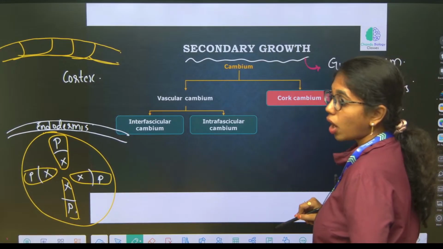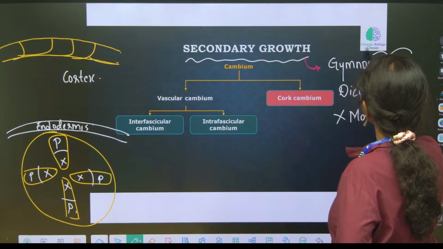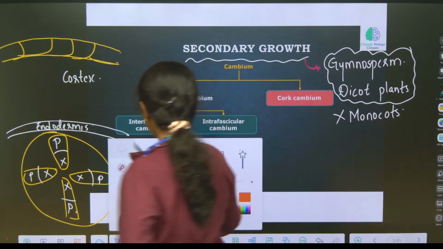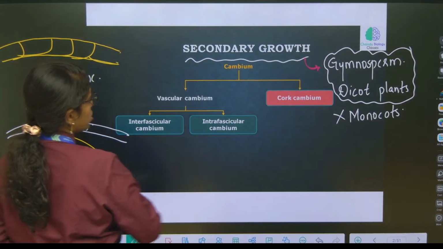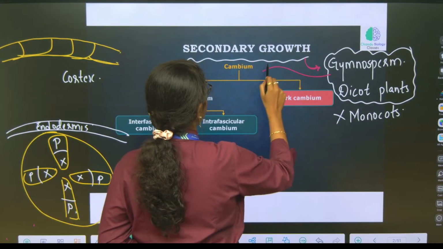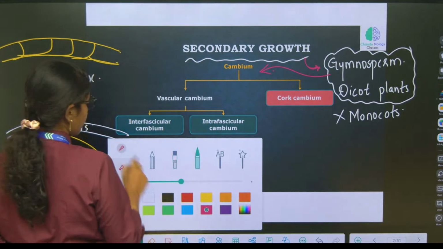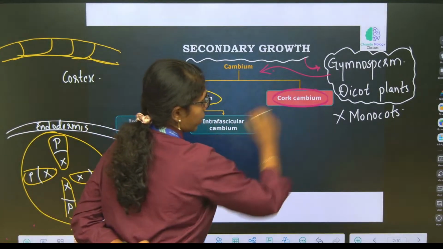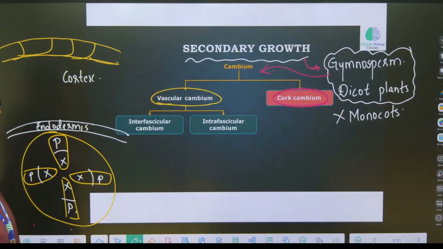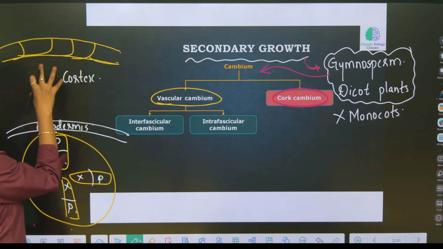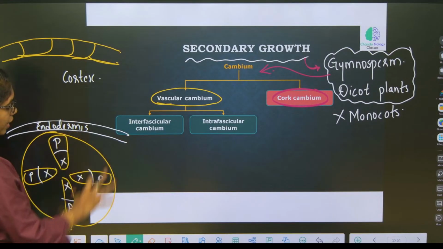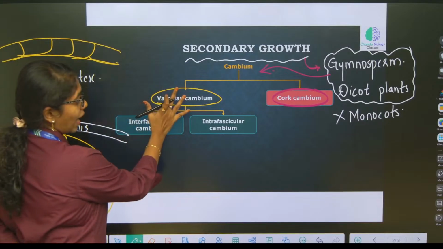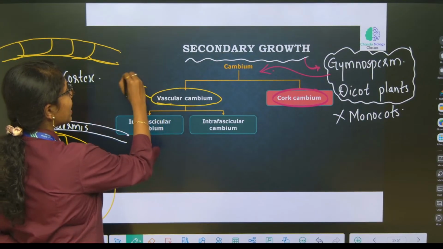It occurs in gymnosperms and dicots because they possess cambium. This cambium can be vascular cambium and cork cambium. Two types of cambium we have. Cork cambium is present in the cortex region, vascular cambium in the stellar region. So, vascular cambium will promote stellar secondary growth.